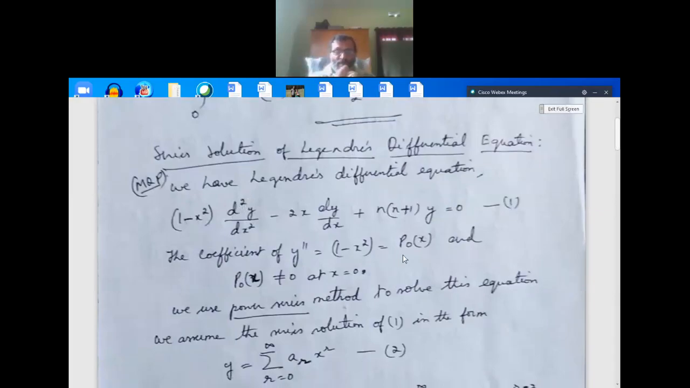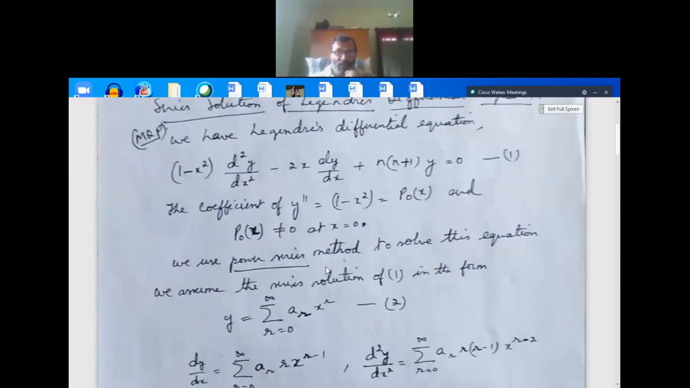In the previous session we solved Bessel's differential equation by the same method. But there, when x equals 0, we got p naught of x as 0. Here, when x equals 0, p naught of x is not equal to 0. So we use the power series method to solve this equation.